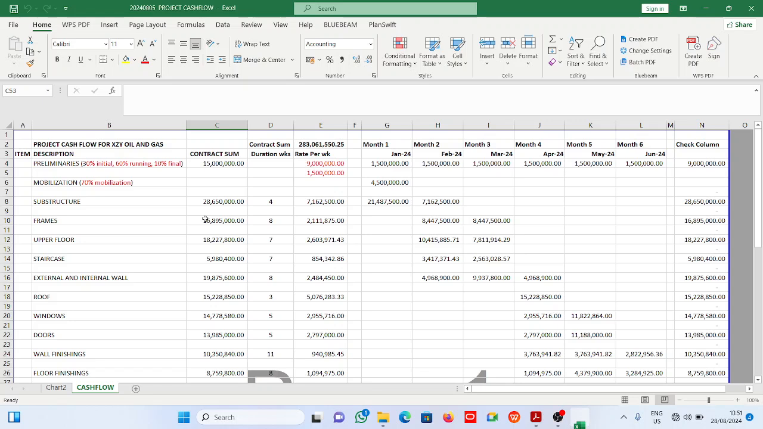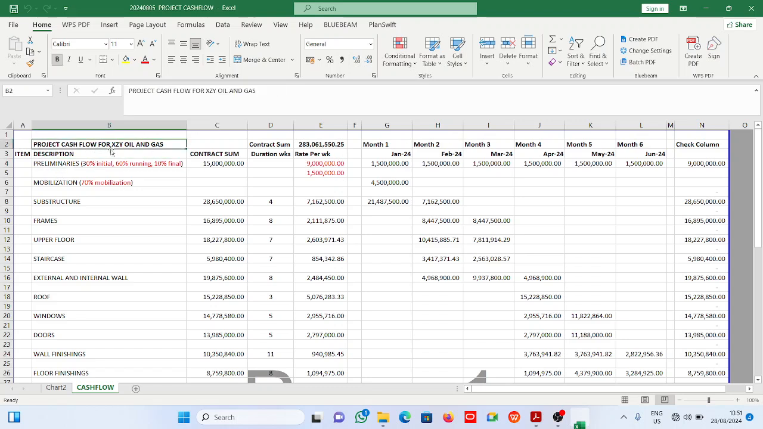Now, in preparing a cash flow forecast, you need 2 major documents. First is the contract bill of quantities, and second is the program of work. I said first you need the contract bills of quantities or the project bill of quantities, and you need the program of works.